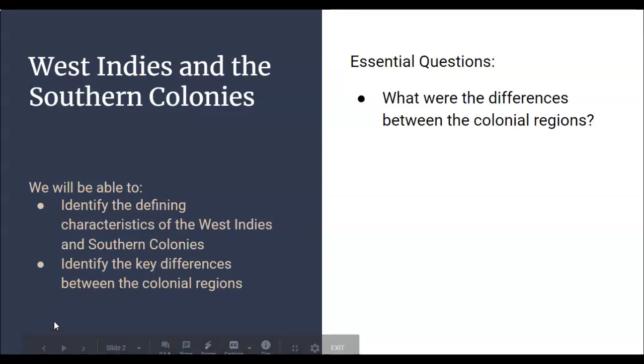Alright, guys. So in this video, we're going to talk about the West Indies and the Southern Colonies to kind of round out notes on the main 13 colonies. And so in this short video, we're going to identify the defining characteristics of the West Indies and the Southern Colonies and some of the key differences between the colonial regions.